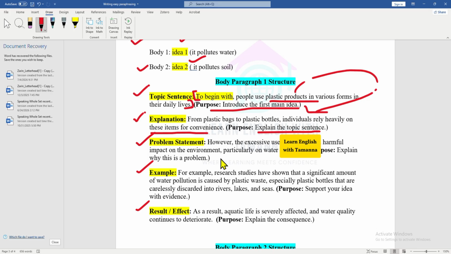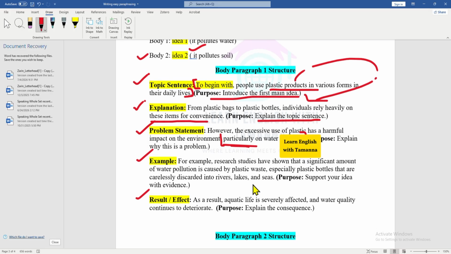Next, I tried to explain the problem statement. So you may have a question, what is a problem statement? A problem statement is where you are trying to explain why this is a problem. So here I added that, however, the excessive use of plastic has a harmful impact on the environment, and I clearly mentioned that particularly, this means specially or specifically, on water resources, because my idea was about water pollution. So I brought that topic here.